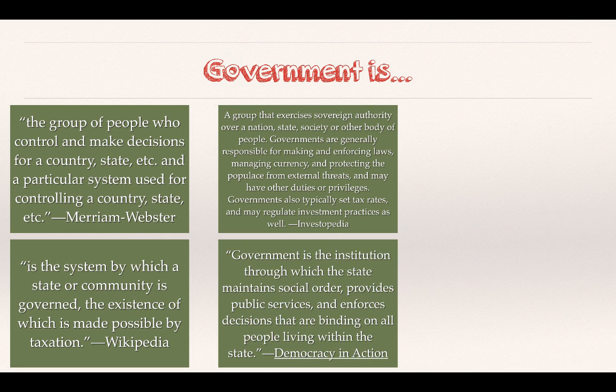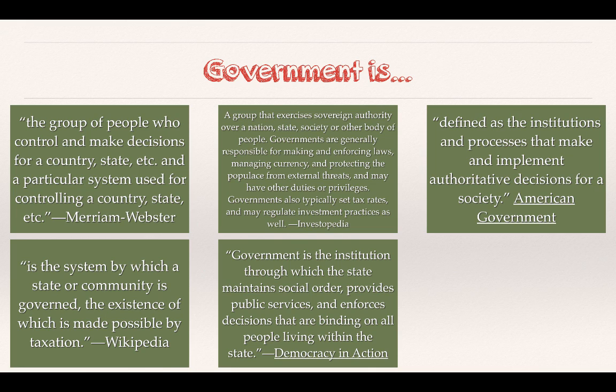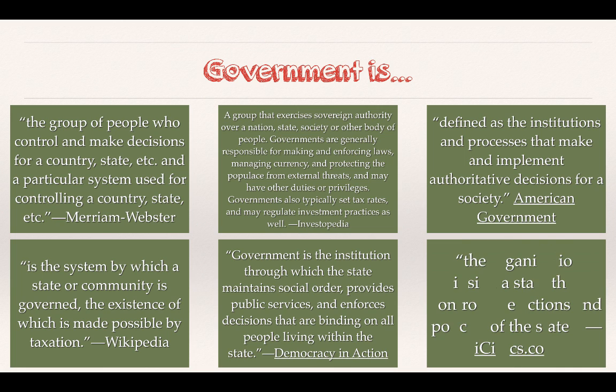Investopedia. Government is the institution through which the state maintains social order, provides public services, and enforces decisions that are binding on all people living within the state. That's from your textbook, Democracy in Action. It's defined as institutions and processes that make and implement authoritative decisions for society, from a textbook called American Government. And finally, from iCivics.com, the organization inside a state that controls the actions and policies of the state.